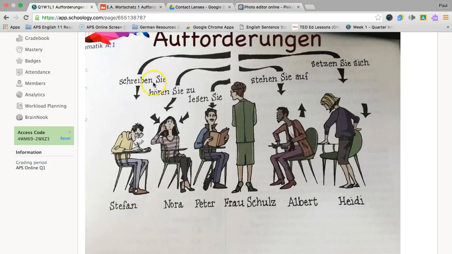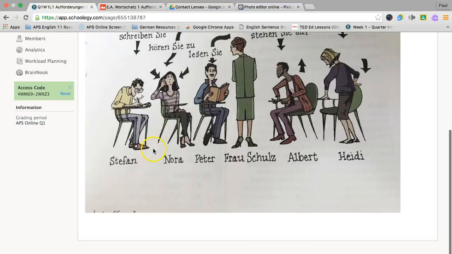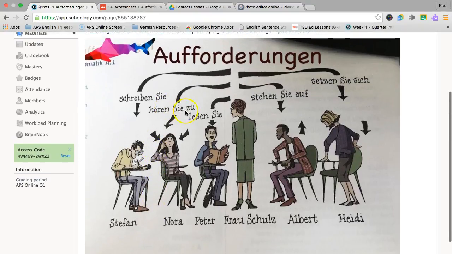So, Stefan schreibt. Nora hört zu. Peter liest. Frau Schulz spricht mit den Studenten. So I'm telling you what they're doing. What you need to know is the command form. So practice saying these words up top.